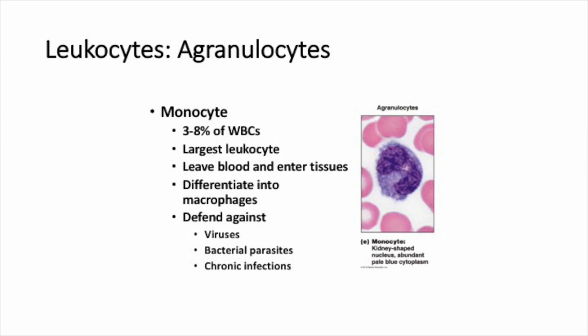When a monocyte is circulating around in the blood, it's a monocyte. When it leaves the blood and goes into a tissue, we refer to it as a macrophage. Now, this protects against all kinds of things: viruses, parasites, chronic infections. Monocytes are kind of a general purpose defender.